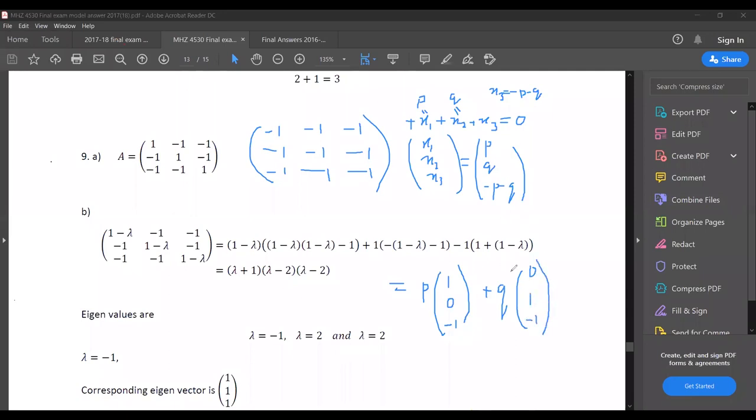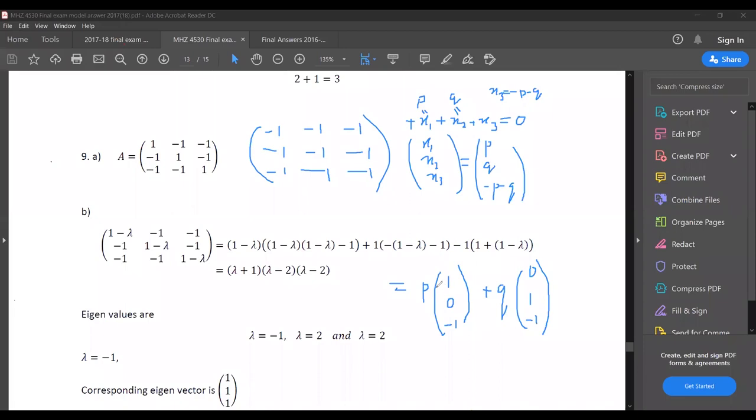Can I write this like this? Did you all get this? I have just separated these two, taking only the P terms in the first one and taking only the Q terms in the second one. Can you all understand this one?